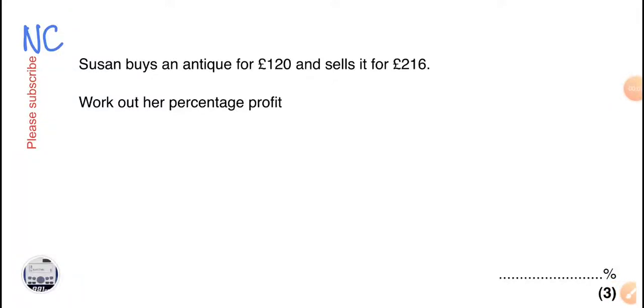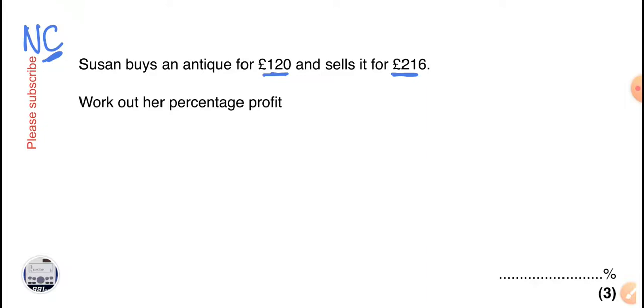So this is another non-calculator question. Susan buys an antique for £120 and sells it for £216. So this is the original cost, £120, and then she sold it for £216. So she sold it at a profit. Work out the percentage profit.